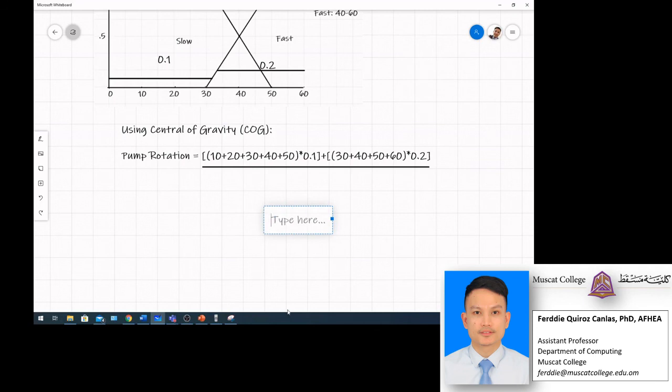So we'll have here 1, 2, 3, 4, 5, 5 times 0.1. Let me just close it with parentheses, better. Plus 1, 2, 3, 4 multiplied by 0.2. Okay, so we will divide it.